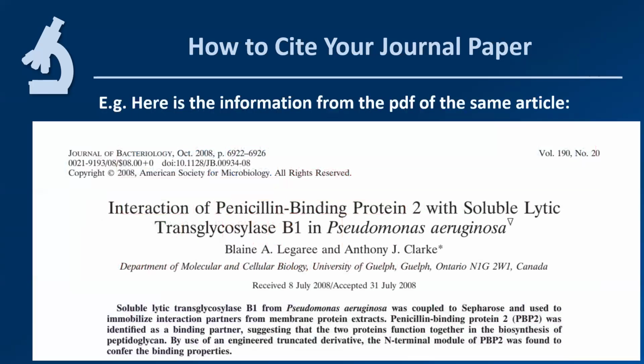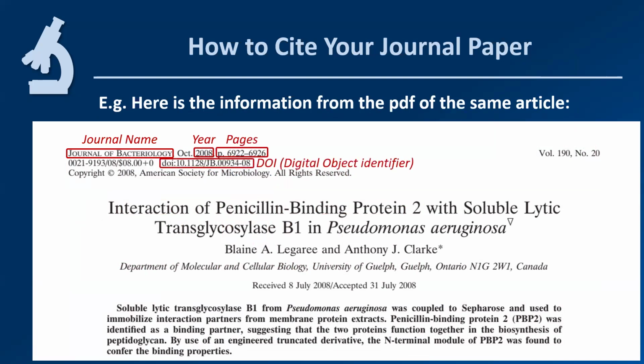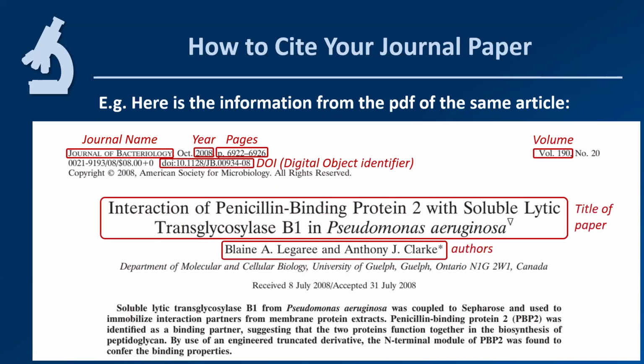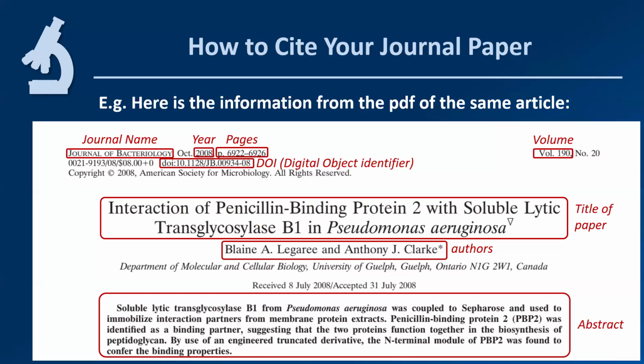Here's the front page of the journal paper, and all that information is there. The journal name, the year, the pages, the DOI, the volume, the title, the author names. You can see it's giving me more information, first full names, where they were working at the time. That's not important. There's the abstract, of course, as well. That gives me a little information about the actual paper.